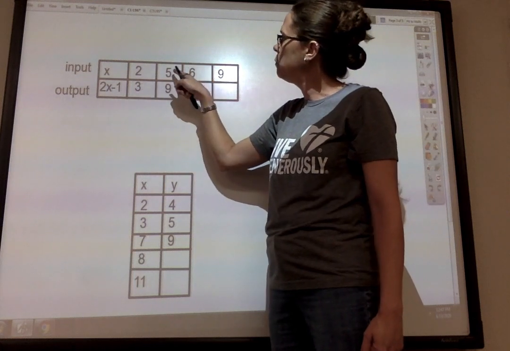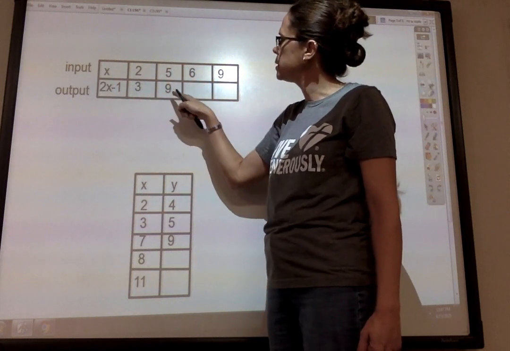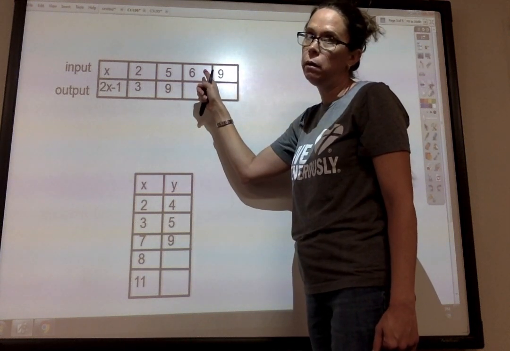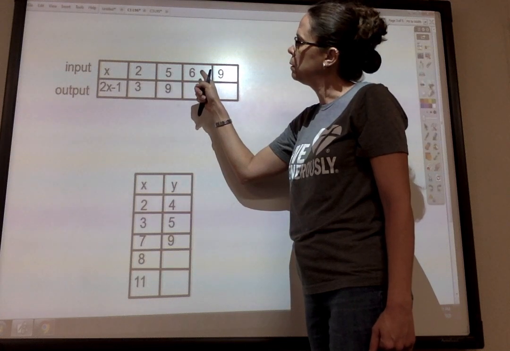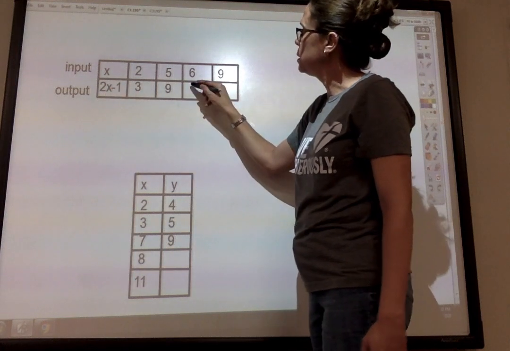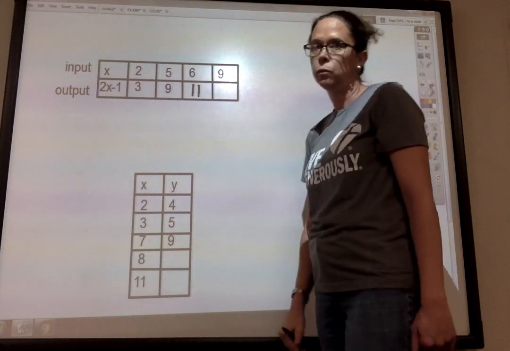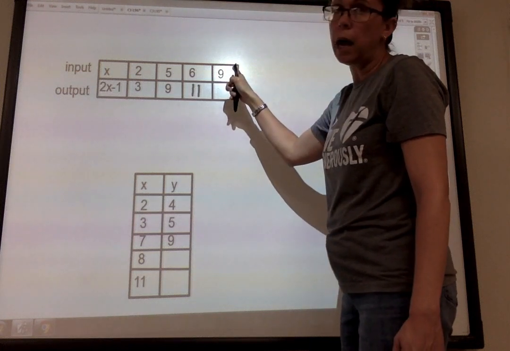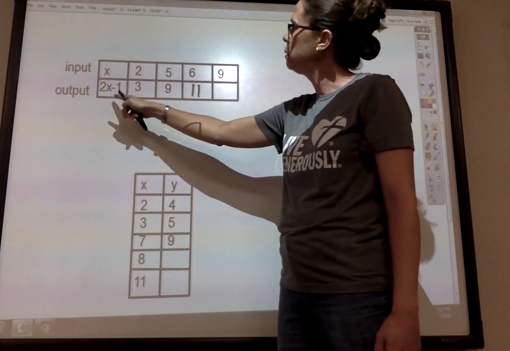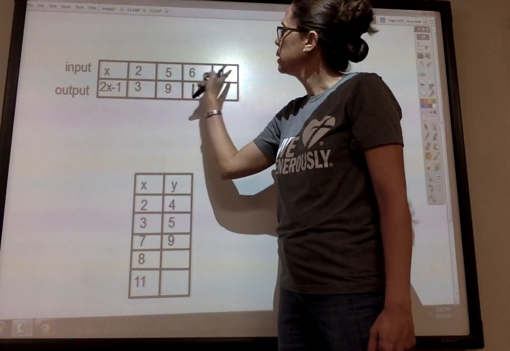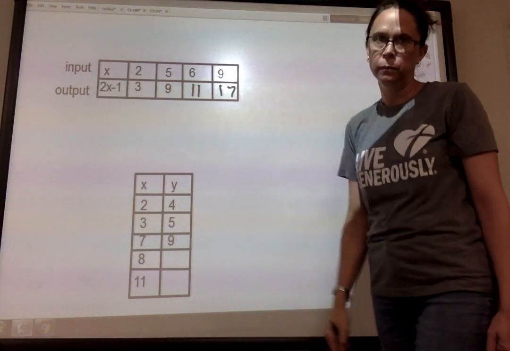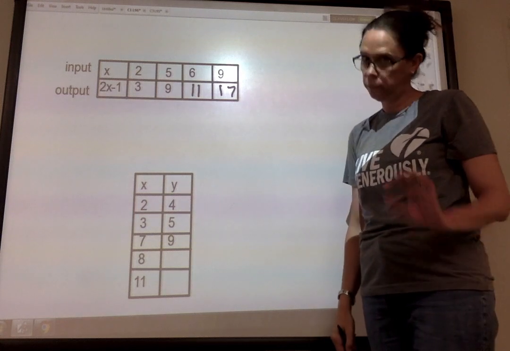If x is 5, 5 times 2 is 10, minus 1 is 9. If x is 6, go ahead and do it in your head to get my output. 6 times 2 is 12, minus 1 is 11. One more. If 9 is my input, what is my output going to be? Go ahead and put it in. 9 times 2 is 18, minus 1 is 17. Okay?